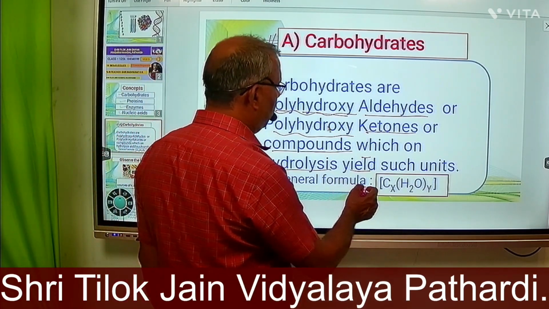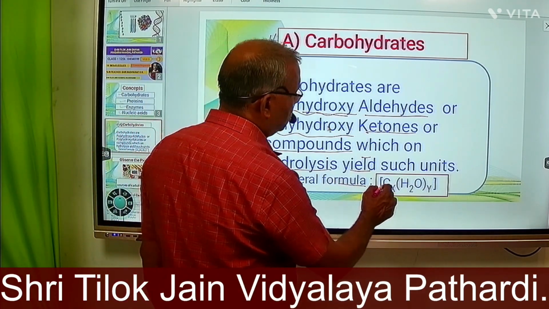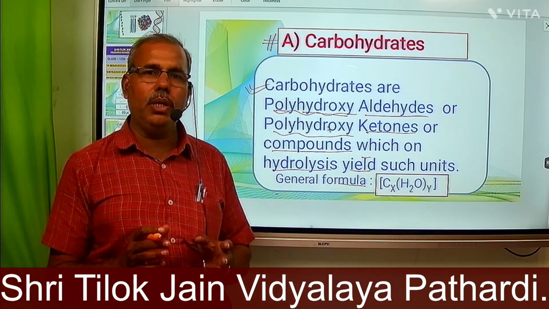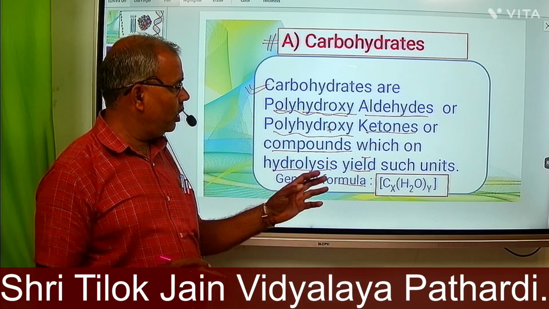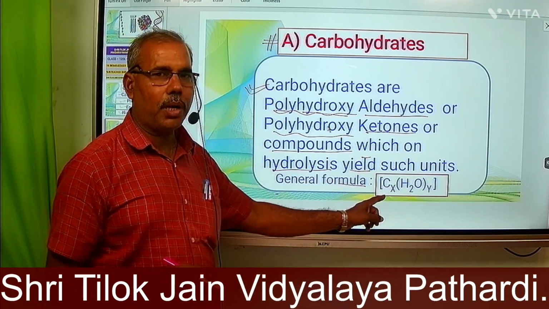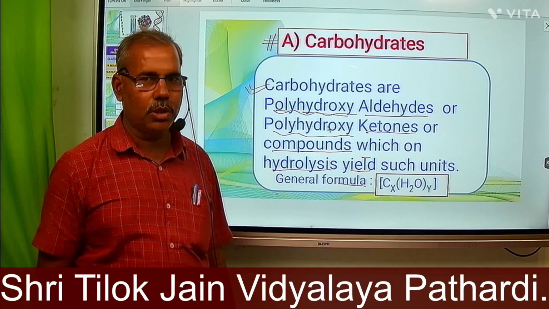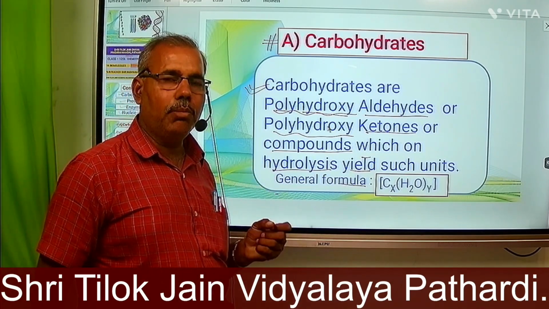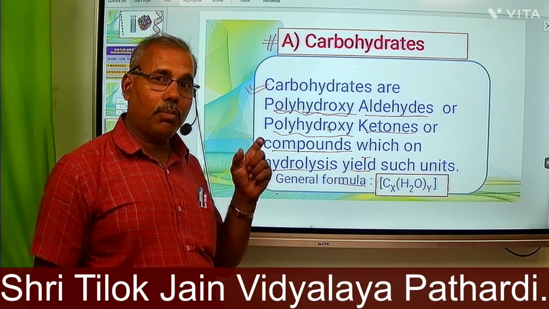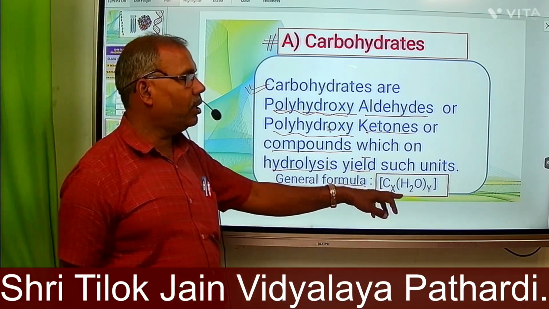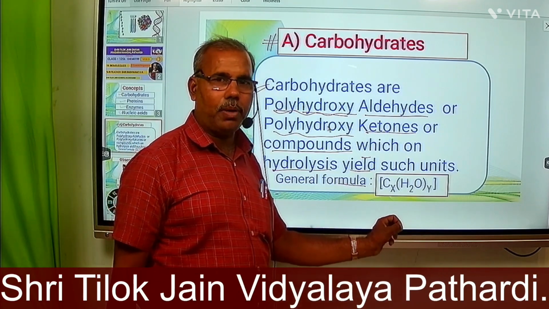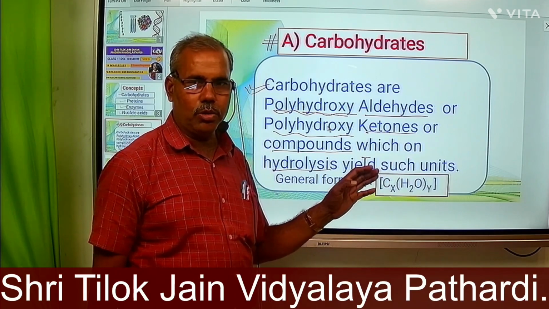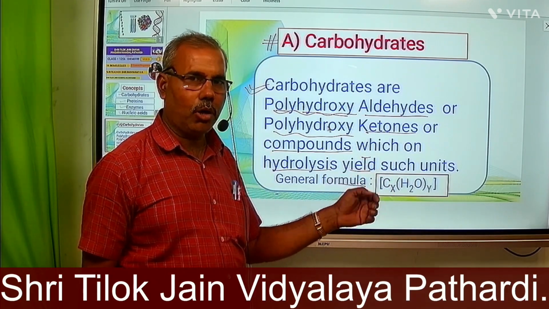The general formula of carbohydrates can be written as CxH2OY. That means the molecular formula of any carbohydrate can be written in this format, that is x number of carbon and y number of water molecules. Even though I told you there are no water molecules in the chemical composition of carbohydrates, the molecular formula can be formulated in this format, with whatever number of carbon and a different or maybe the same number of water molecules.